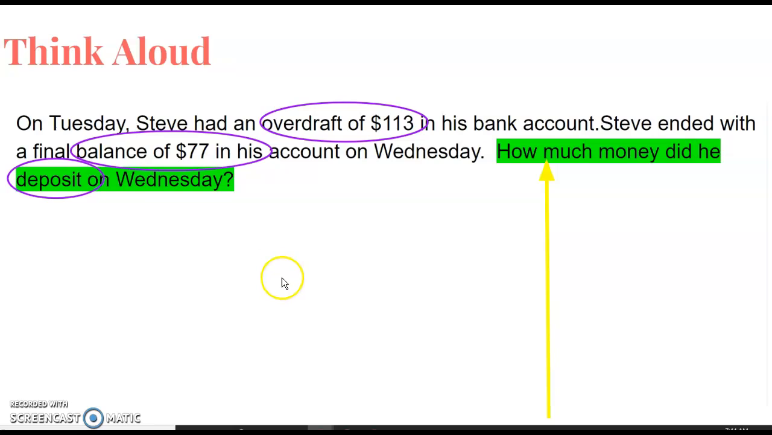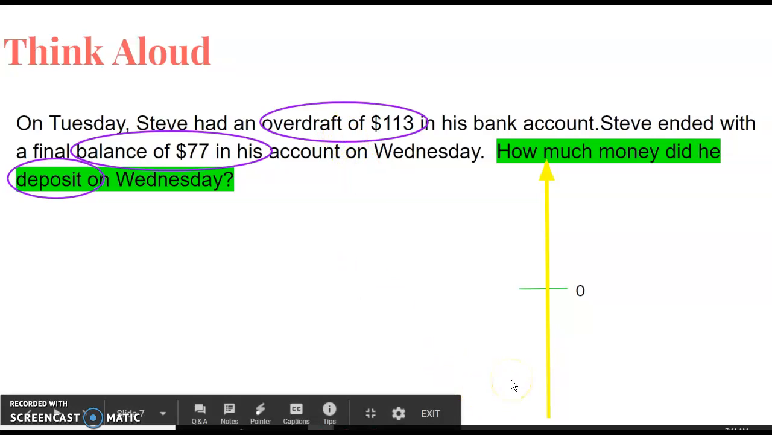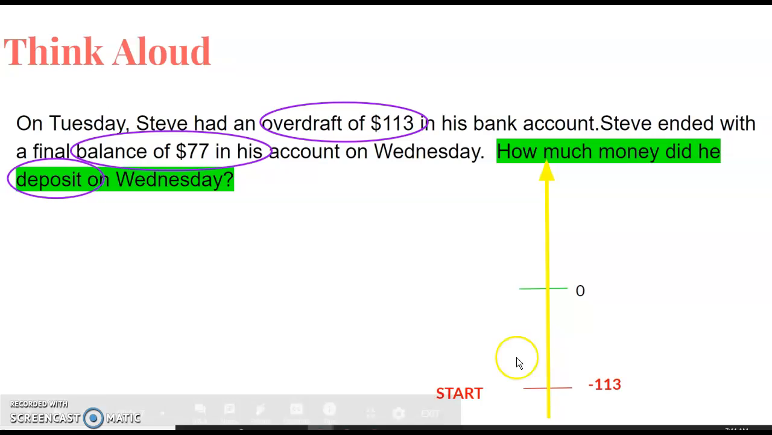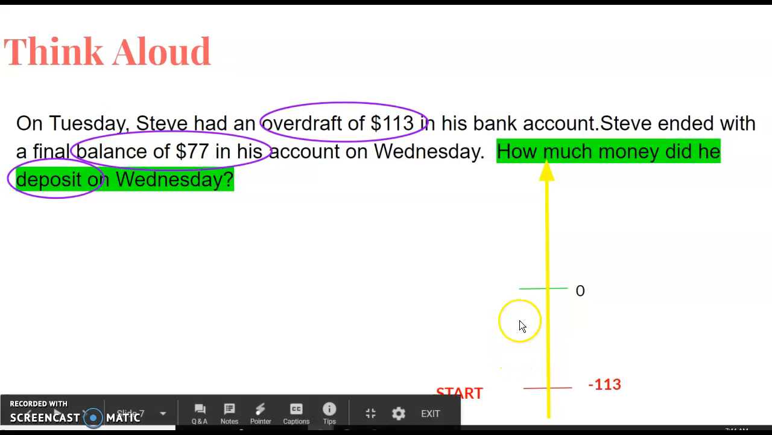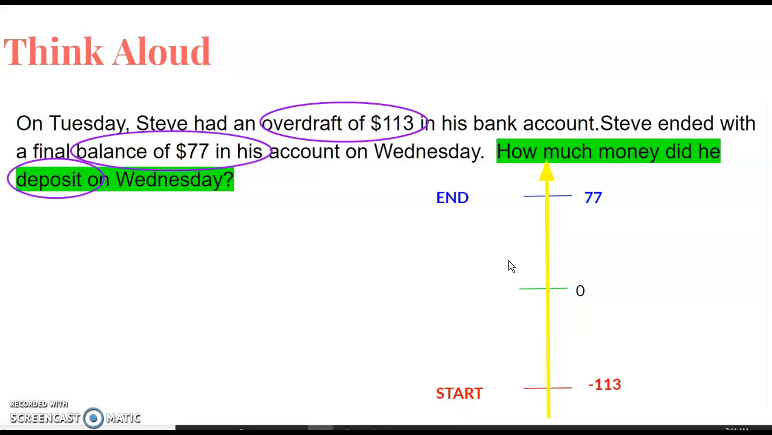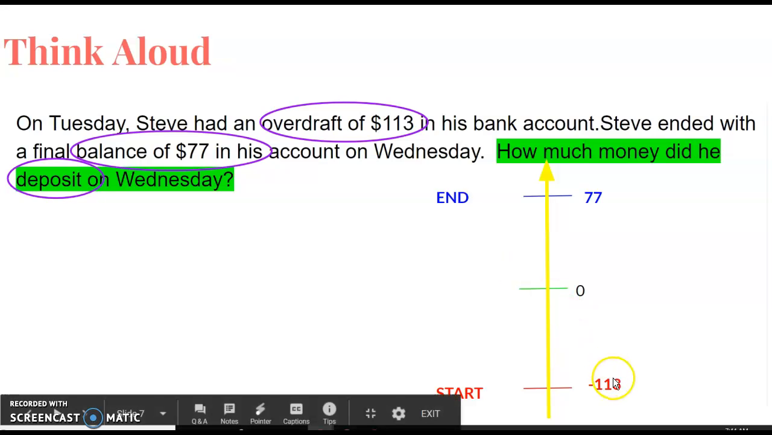With all number lines, you want to start with 0 in the middle. And then we want to think about what we started with. He had an overdraft of $113, so we're going to have an overdraft of $113. And then we ended with a positive balance of $77. So if I want to know how much money he deposited on Wednesday, I have to think about what happened between negative $113 and $77.